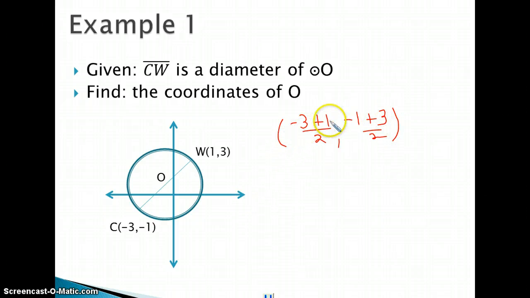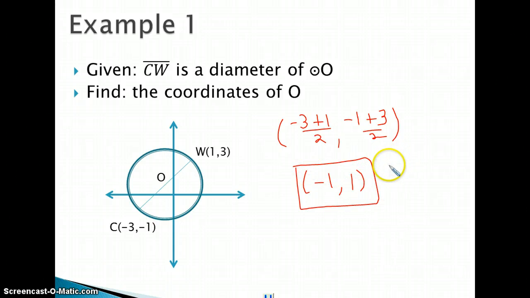So -3 plus 1 is going to give me -2. When I divide that by 2, I get -1. -1 plus 3 is 2. Divide that by 2, I get +1. Those are the coordinates of point O, which is the center of the circle, and also the midpoint of the diameter.